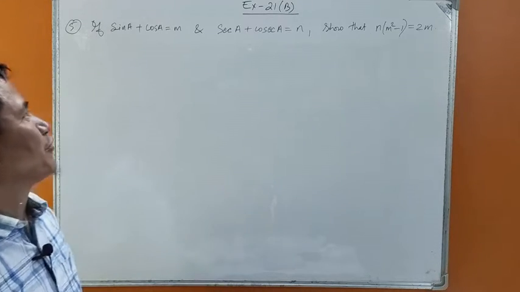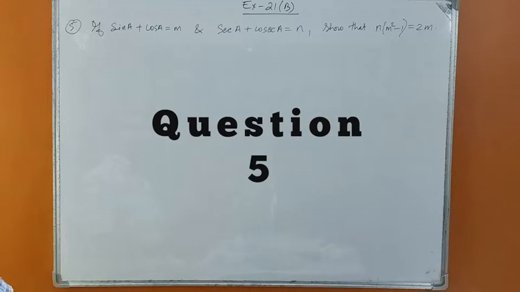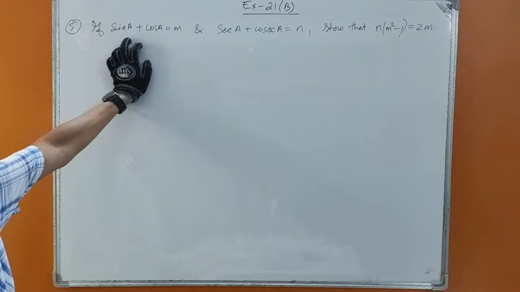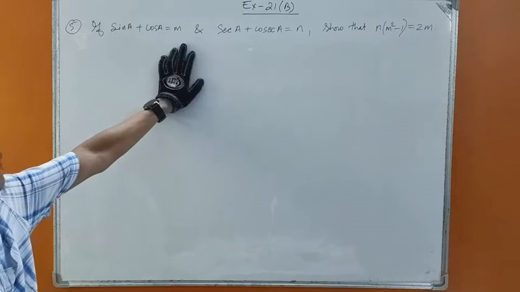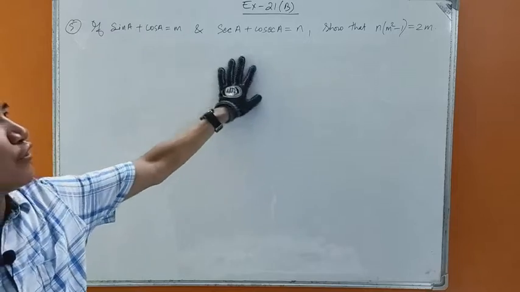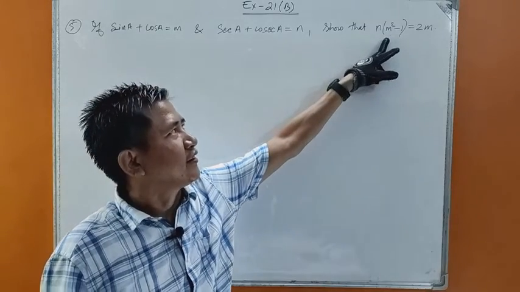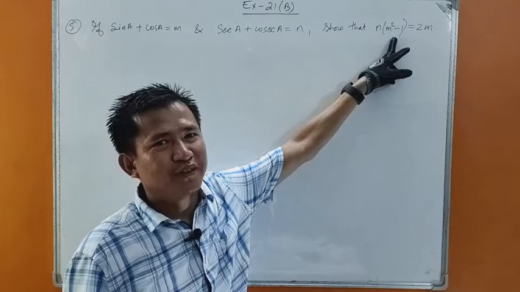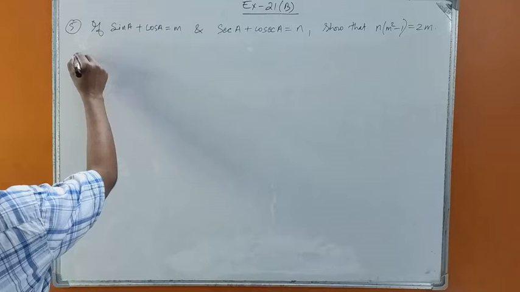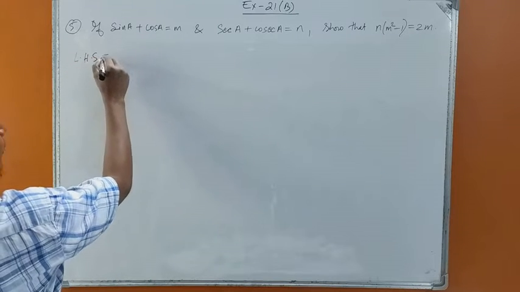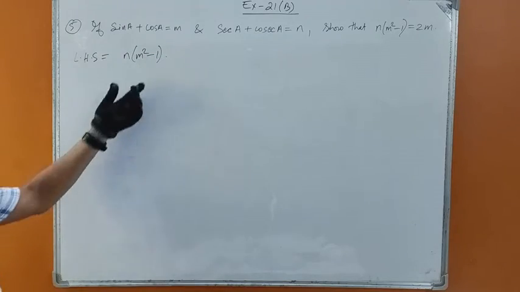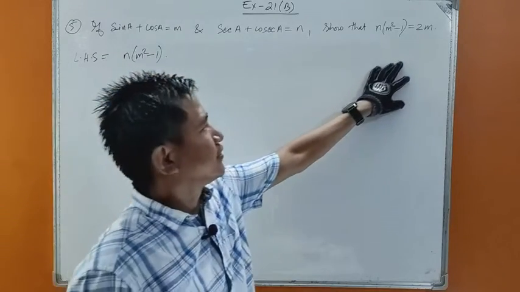Now let us do question number 5 from exercise 21B. Prove trigonometrical identities. So we are given two conditions, sin A plus cos A equals to m and sec A plus cosec A equals to n. So we are asked to prove this: n into m square minus 1 equals to 2m. So let's begin. In the left hand side we have n m square minus 1. So we are going to use this and prove this equals to 2m.